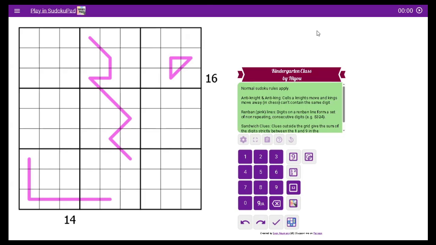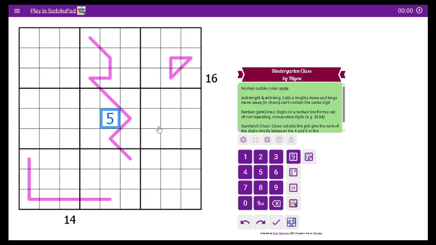Okay, here's Kindergarten Class by Hiyou. Normal Sudoku rules apply. That is, place digits 1 to 9 once each in every row, every column, and every 3 by 3 box. We have anti-knight and anti-king rules. Cells separated by a knight's move and a king's move away in chess cannot contain the same digit.